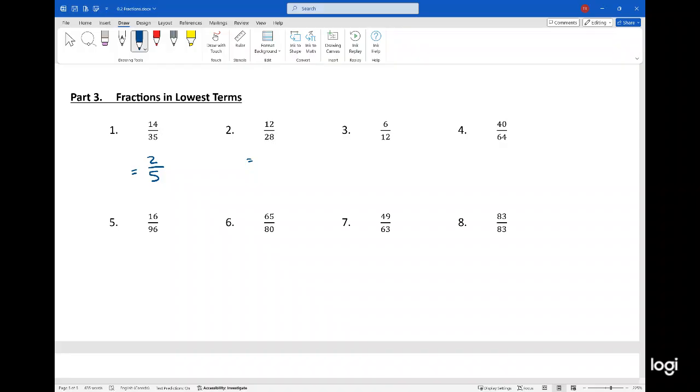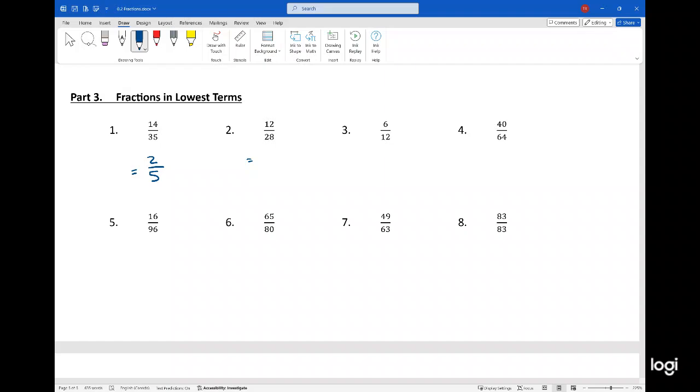Now this one here, I'm just going to make an observation and say it looks like both of those can be divisible by 4. However, if you missed that, and you said, well, they're both divisible by 2, you can always do it, and then if you get an answer, you can try to put it in lowest terms as well.